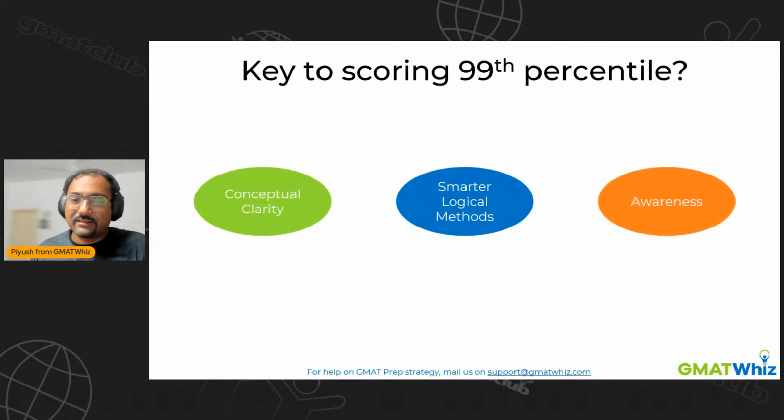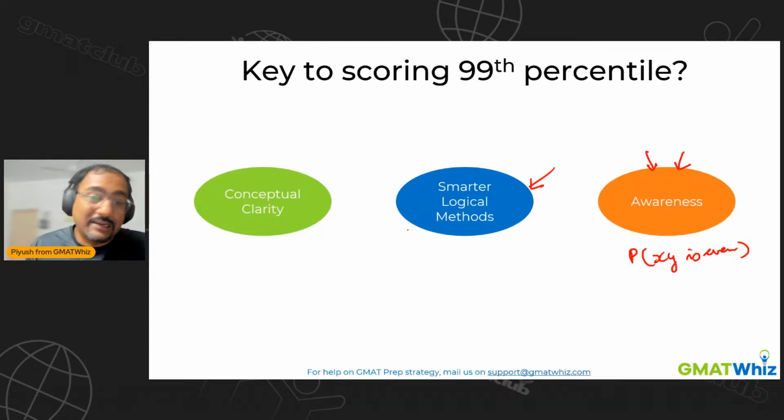So as I said, this is what I was telling you about. We looked at how important awareness is, through the question where we talked about the product being even. How to look at unfavorable cases even when it is not very normal to think of unfavorable cases. And we looked at a little bit around how to use smarter logical methods like allegation to solve questions better and faster.